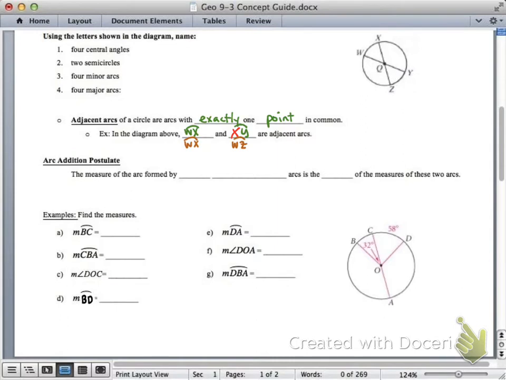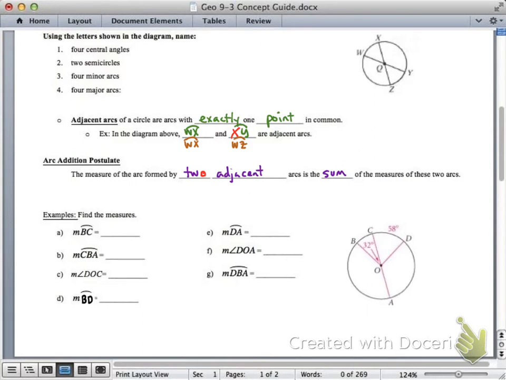Now the arc addition postulate is one that is intuitive. The measure of an arc formed by two adjacent arcs is the sum of the measures of these two arcs. All that is saying is this: if you know the measure of XW and the measure of WZ, then the measure of XWZ is the sum of those two. So here are some examples of the types of questions you'll be doing. I'm going to go through this as quickly as I can.